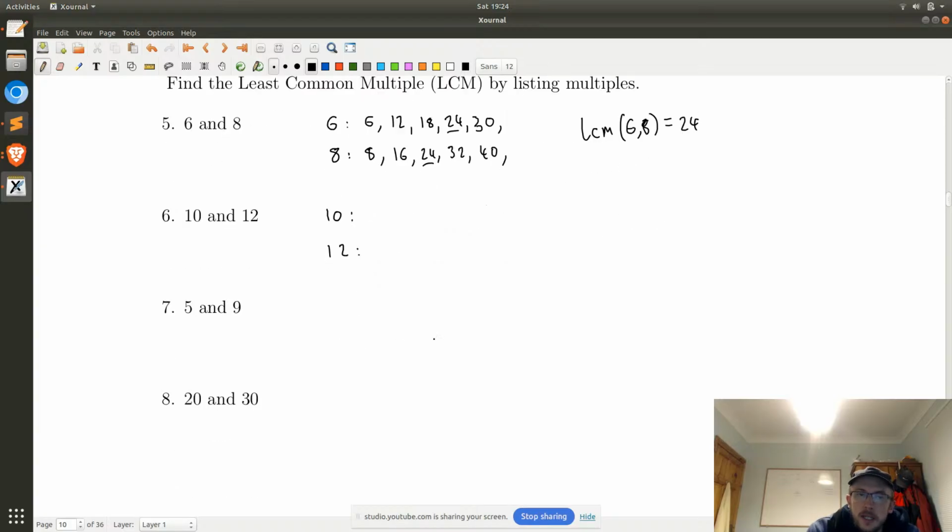Now for 10 and 12, we think, won't all the elements of the multiples of 10 just end in a 0? So wouldn't it cut down on my workload, and shouldn't I just list the multiples of 12 until I hit one that ends in a 0? And that's correct. So 12, 24, 36, 48, and 60. And it must be 60. So the lowest common multiple of 10 and 12 is 60.